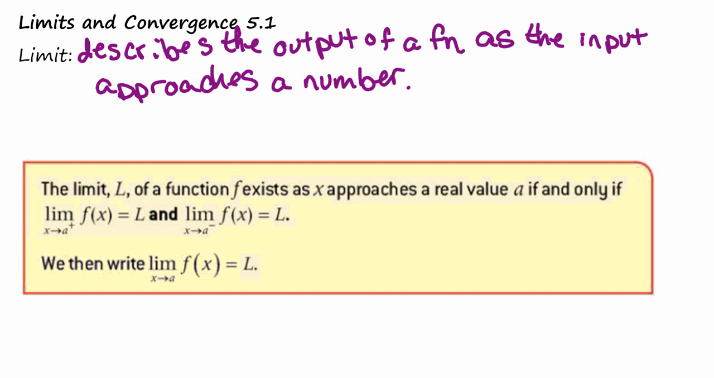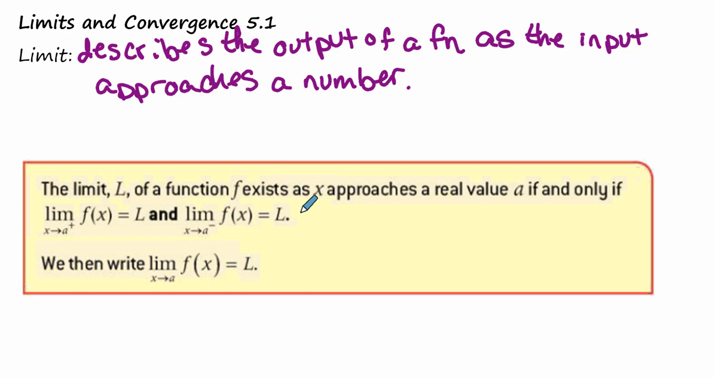What I mean by as it approaches, so this is some of our limit statements that we're going to make. The limit L, capital L they use for a limit. We're very rarely going to use capital L in our work. But the limit of a function exists as x approaches a real number a if and only if the limit as x approaches a from the positive side of our function equals L, and the limit as x approaches a from the negative side of our function equals that same L. The output has to be the same value for a limit to exist.